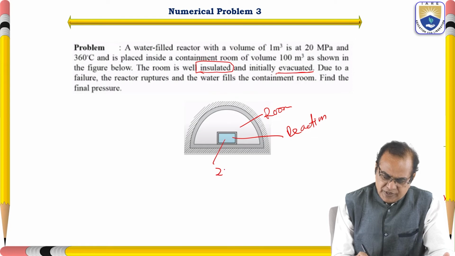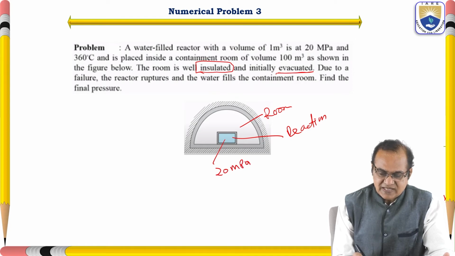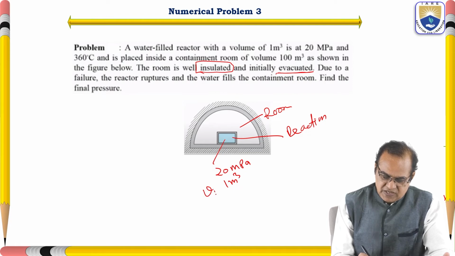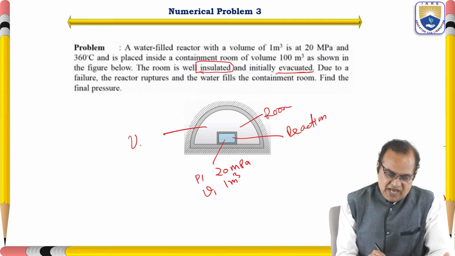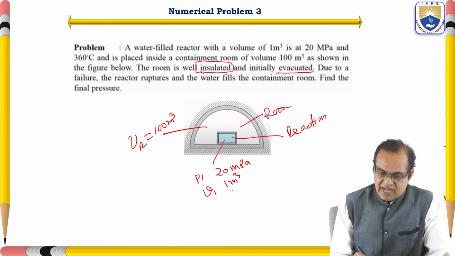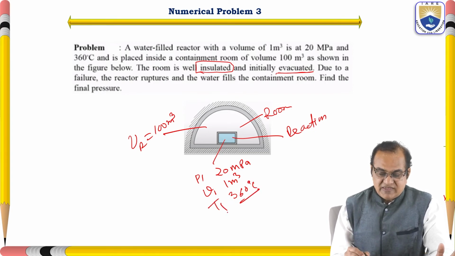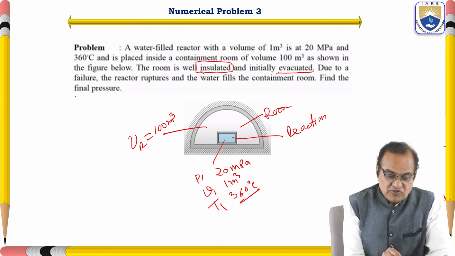Here we have 20 megapascal and 1 meter cube. This is the V1 and the P1. Room temperature, this room volume VR is equal to 100 meter cube, and this is given 360 degrees centigrade temperature. These things are given, so we have to find out the final pressure.